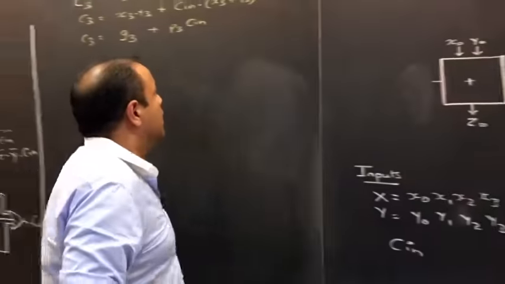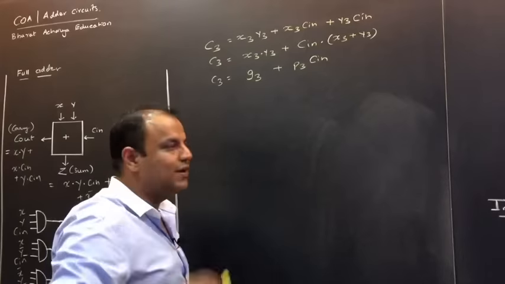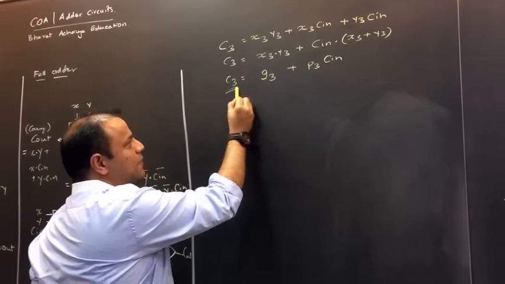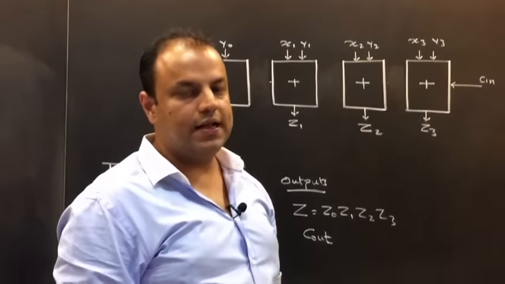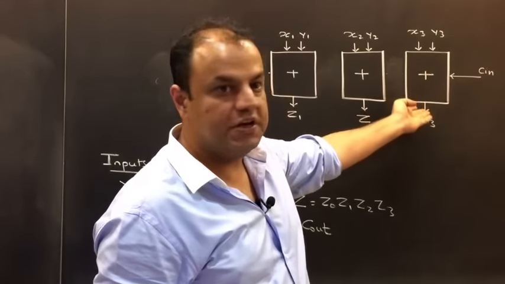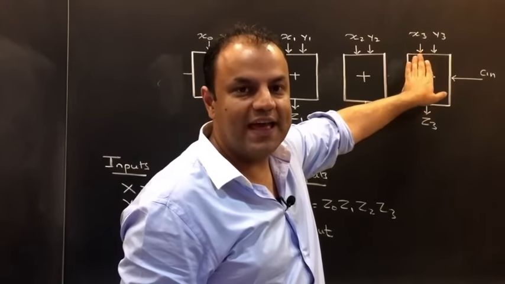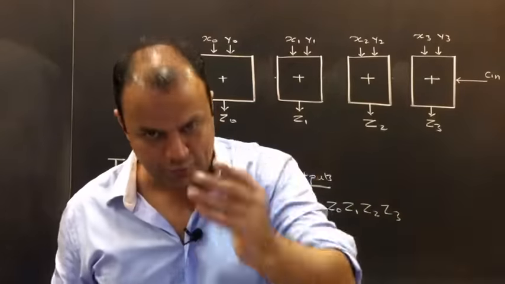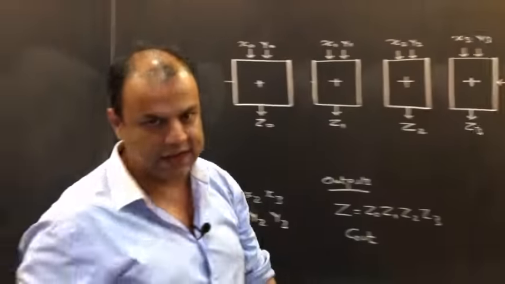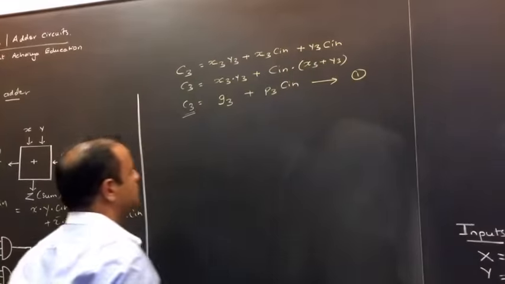So, C3 is G3 plus P3 C in. What are you understanding? I can produce C3 without producing Z3. Till now, only after you finish the addition you would get a carry. I have not done the addition. Using X3, Y3 and C in, I have produced C3. Are you so far clear? This will become more clear in the next stage. So that was your formula for C3. Let's call this equation number 1.